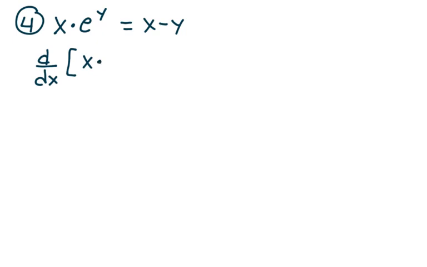So on example 4, we're going to do the following. x times e to the y on the left side, and on the right side, we get x minus y. Just like in the first 3 examples, I'm going to differentiate both sides with respect to x. So the derivative of x times e to the y with respect to x is equal to the derivative of x minus y with respect to x.